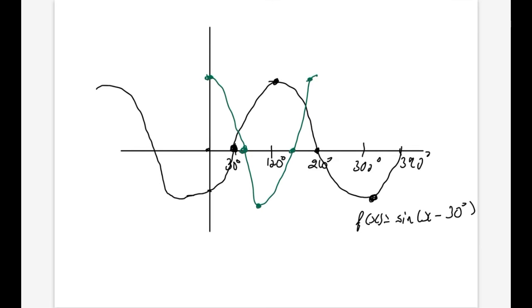Now, its lowest point on this side would usually be at negative 90, right? But now, it's going to be at negative 90 plus 30. So the lowest point on that side would be at negative 60. Okay, so this would be at negative 60, just comparing it to our normal sine graph.